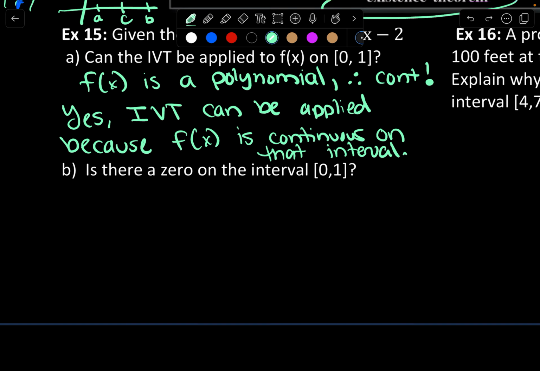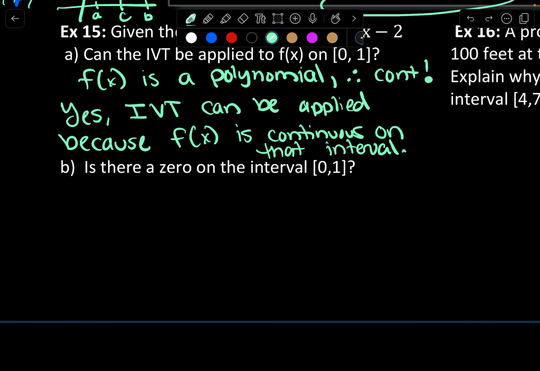So part B, is there a 0 on the interval from 0 to 1? Well, let's think about it. If I want to find a 0, we'll call it c, and it's within the interval from a to b. Let's say that we start down here. We'll call this f of a. It's the output for a. And then up here we have the output for f of b. So this function is continuous, and at some point it passes through the x-axis, which would be our 0.